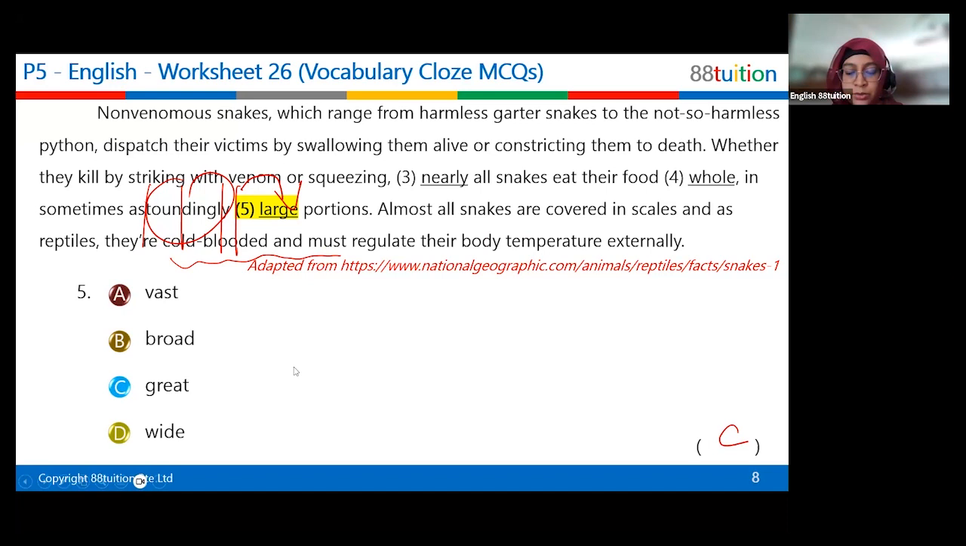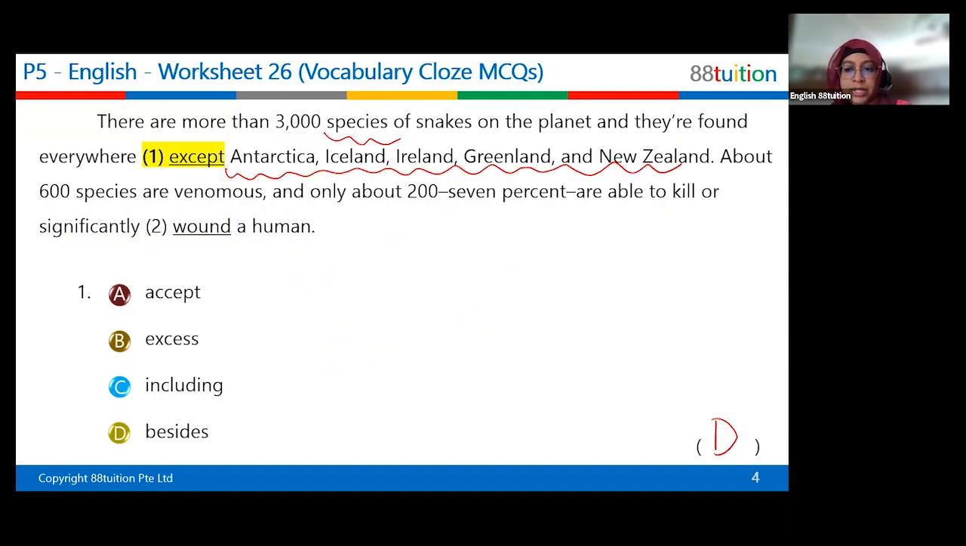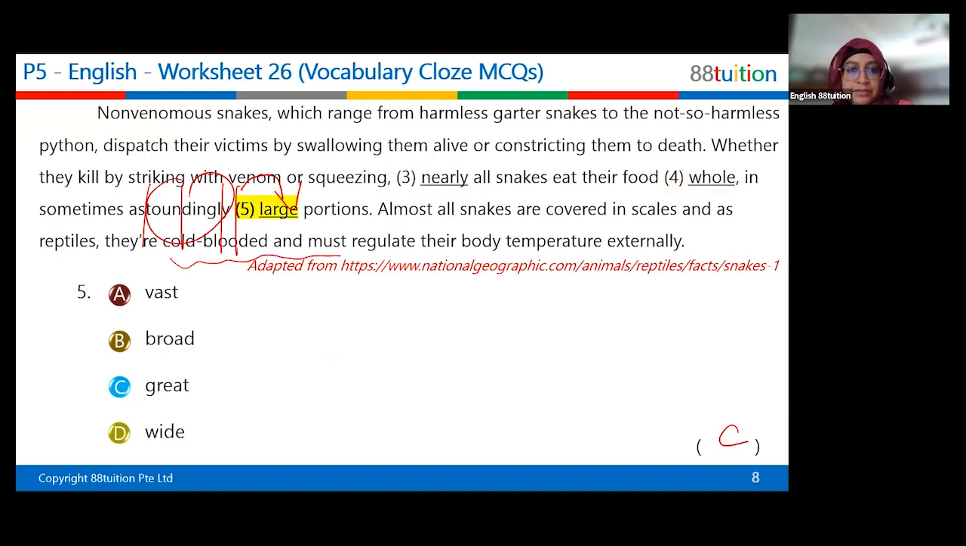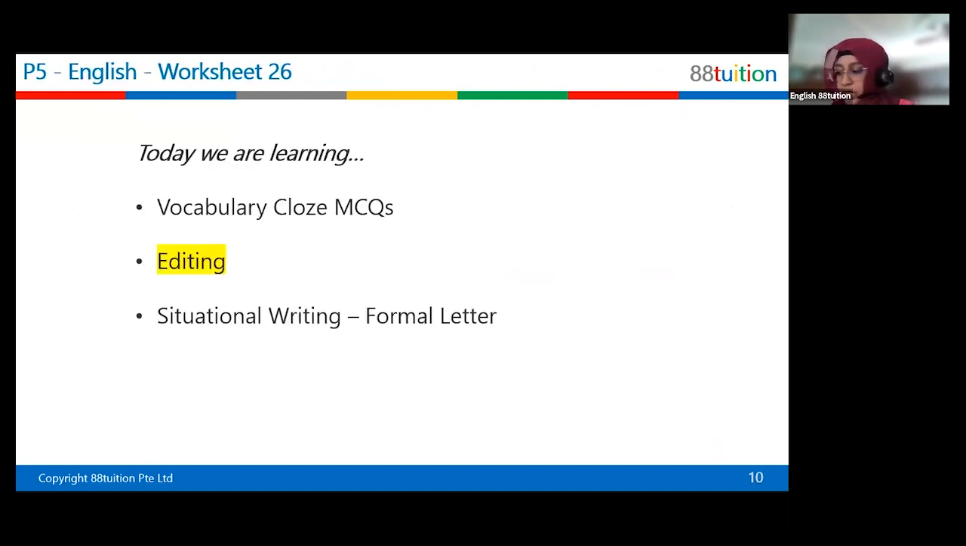Okay, so this is just one practice on vocabulary MCQ. Now, before I continue, any questions on this vocabulary MCQ? All okay? Can you understand why the answers are this way and not the other way? If there's any question from 1 till 5, let me just go back, 1, 2, 3, 4, and 5. No questions? Okay, great. So we are done with the vocabulary cloze MCQ.